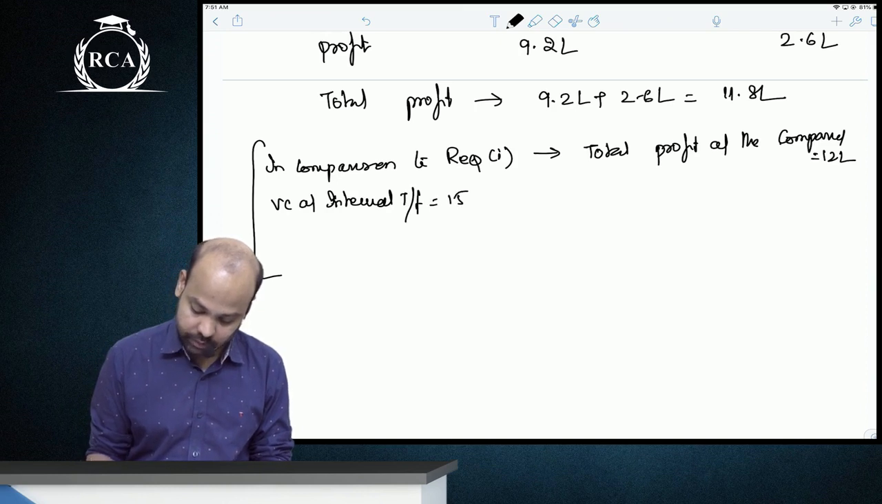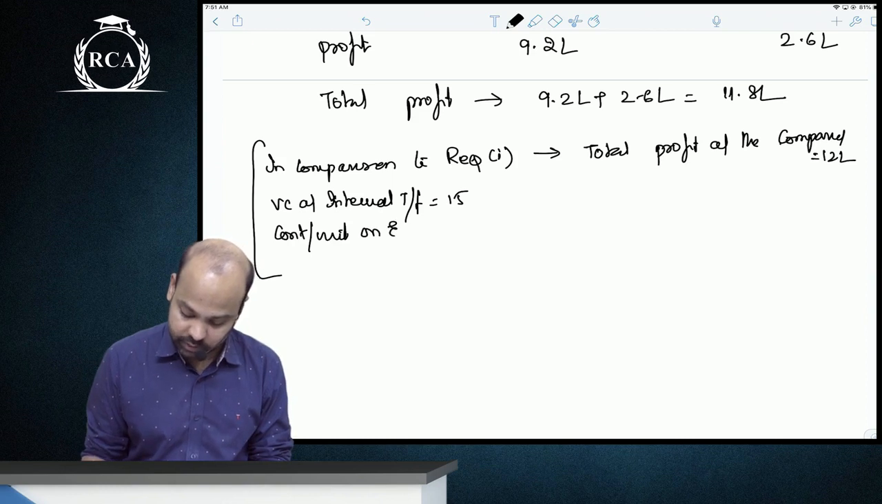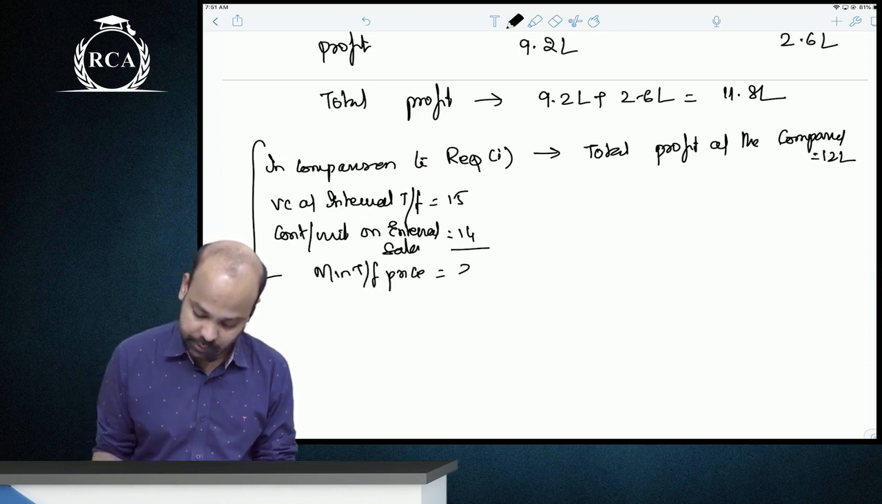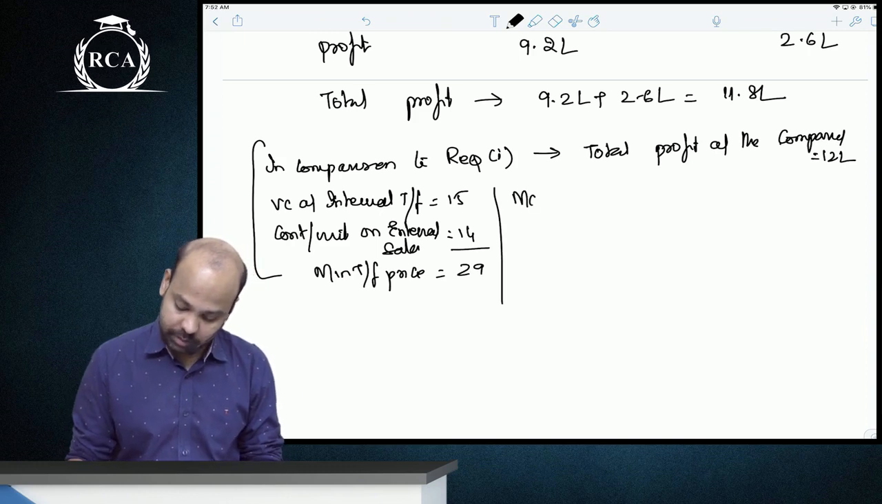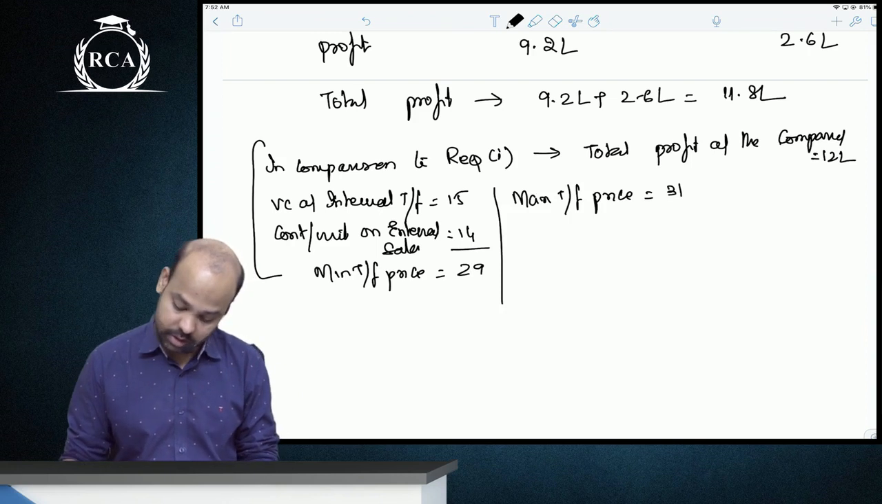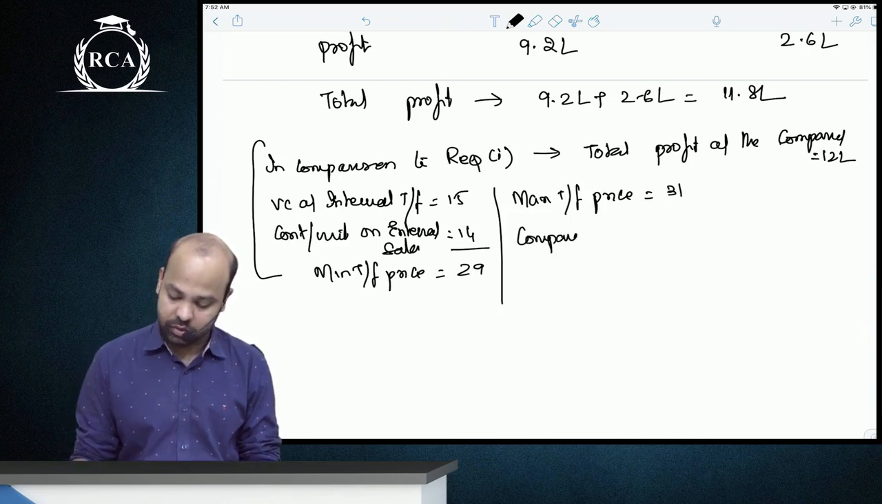So here, beta, if I see, the variable cost of internal transfers is 15 rupees. Contribution per unit, guys, on external sales, the opportunity cost is only 14 rupees, beta. So my minimum transfer price should be 29. Maximum transfer price, beta, is 31. Company as a whole, beta, will lose 2 rupees.